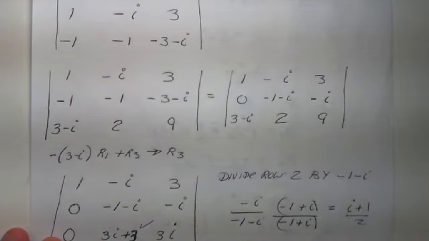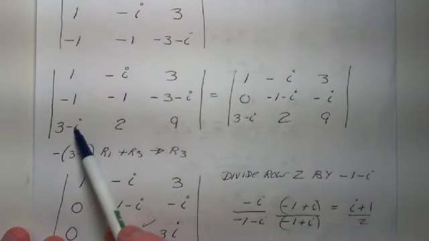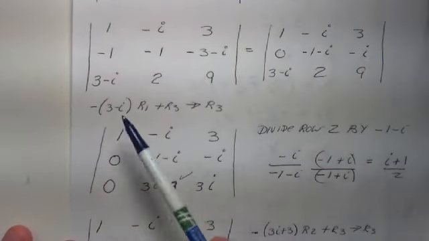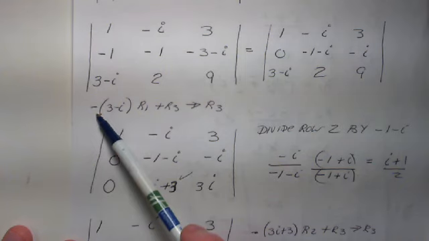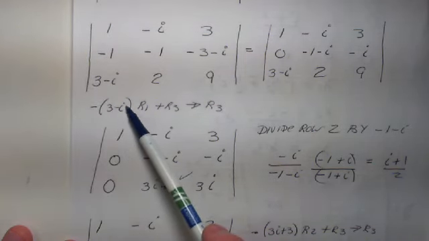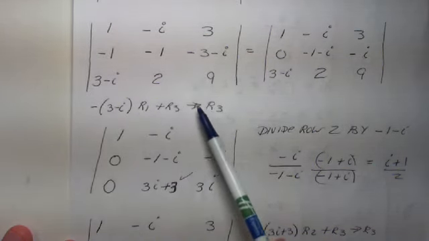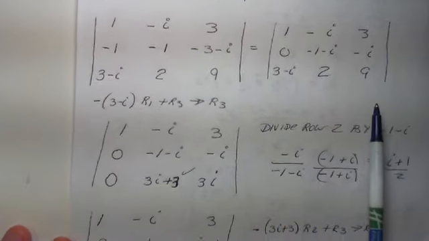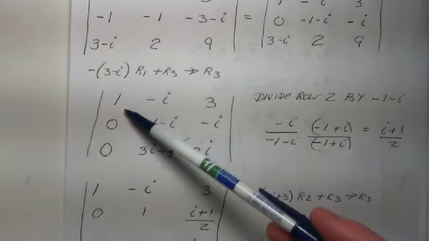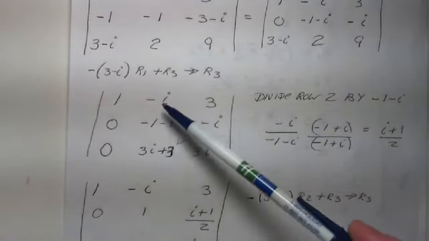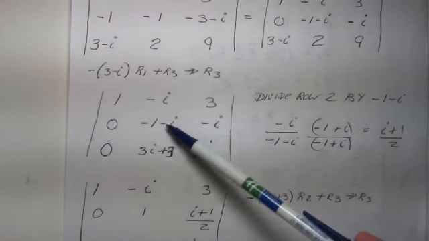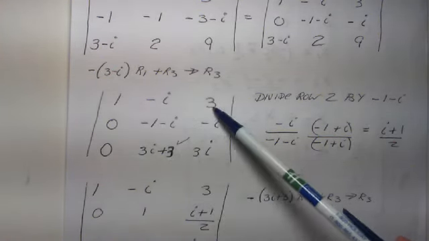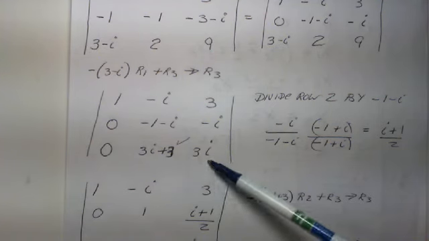Alright, my next step is I want to get this to be a 0. So I multiplied -3 minus i, put this all in parentheses, times row 1 plus row 3, and replace row 3. Okay, when I did that, I got 1, 0, 0, negative i, -1 minus i, 3i plus 3, 3, a minus i, and a 3i.